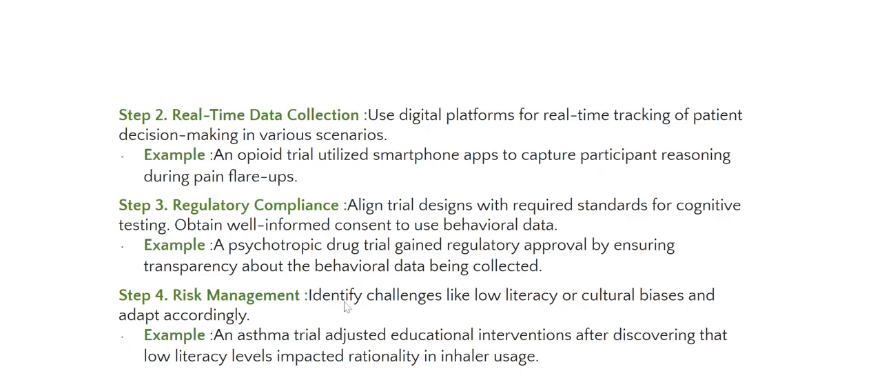Step 4, risk management. Identify challenges like low literacy or cultural biases and adapt accordingly. And here's an example, as an asthma trial adjusted educational interventions after discovering that low literacy levels impacted rationality in inhaler usage.